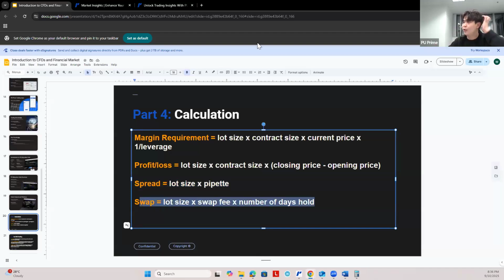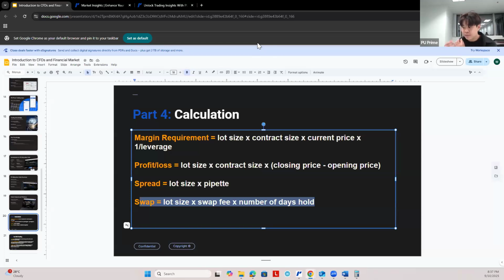Swap means that when you hold your products overnight, the broker is going to charge you. So this is why sometimes people don't love to trade in the CFD industry, especially if they want to invest in stocks. When you invest in stocks, it's a very long-term journey, 1 to 2 years. But in the CFD industry, every night that you hold your products, the broker is going to charge you.